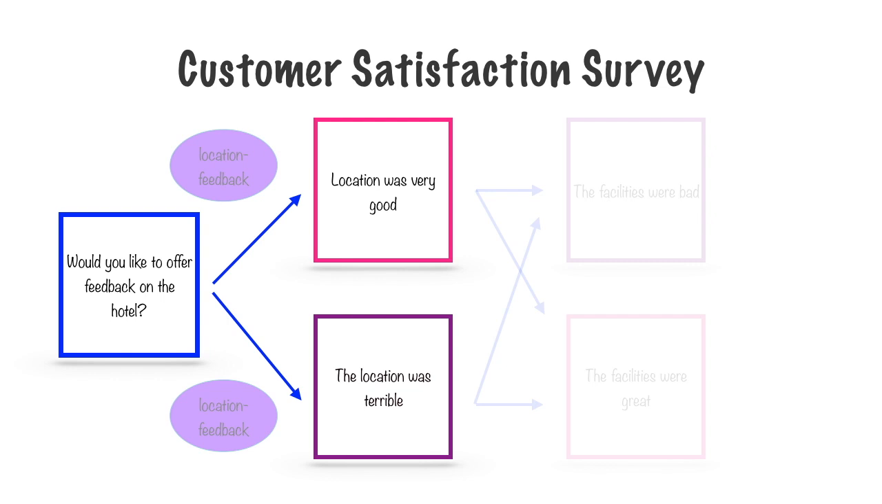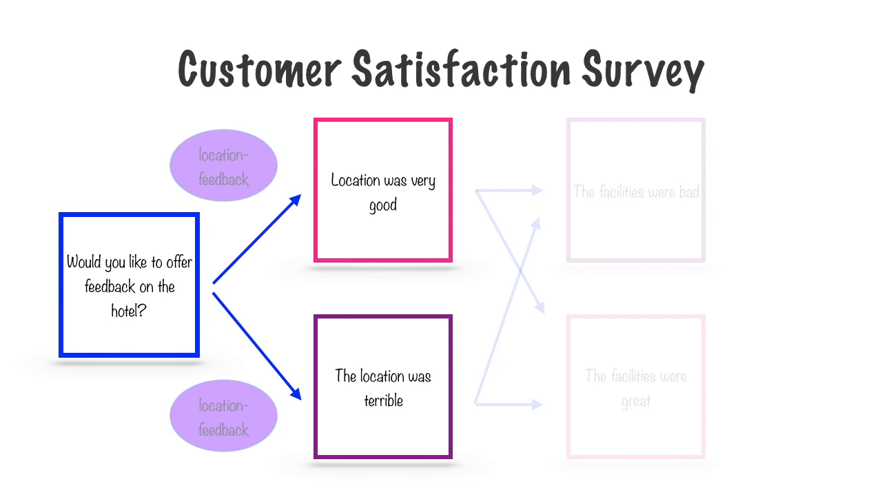The next intent that will be triggered will be one of these two. The first intent will be triggered if the customer was happy with the location. The second intent will be triggered if the customer was unhappy with the location. In both cases, they get the same input context, that is location feedback.